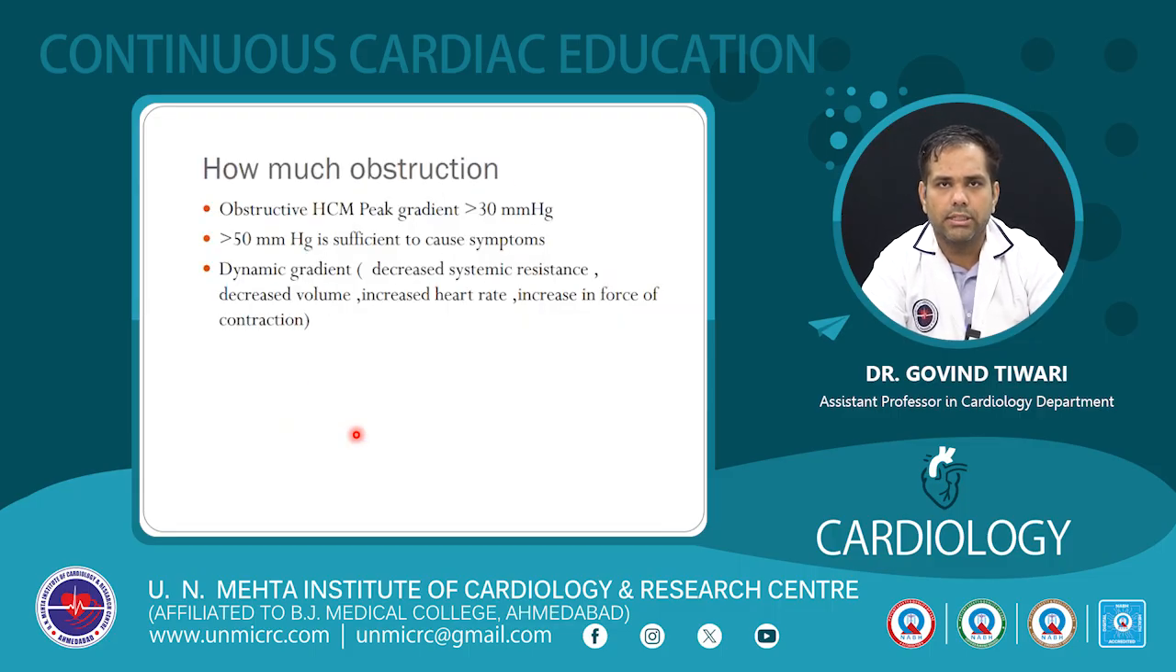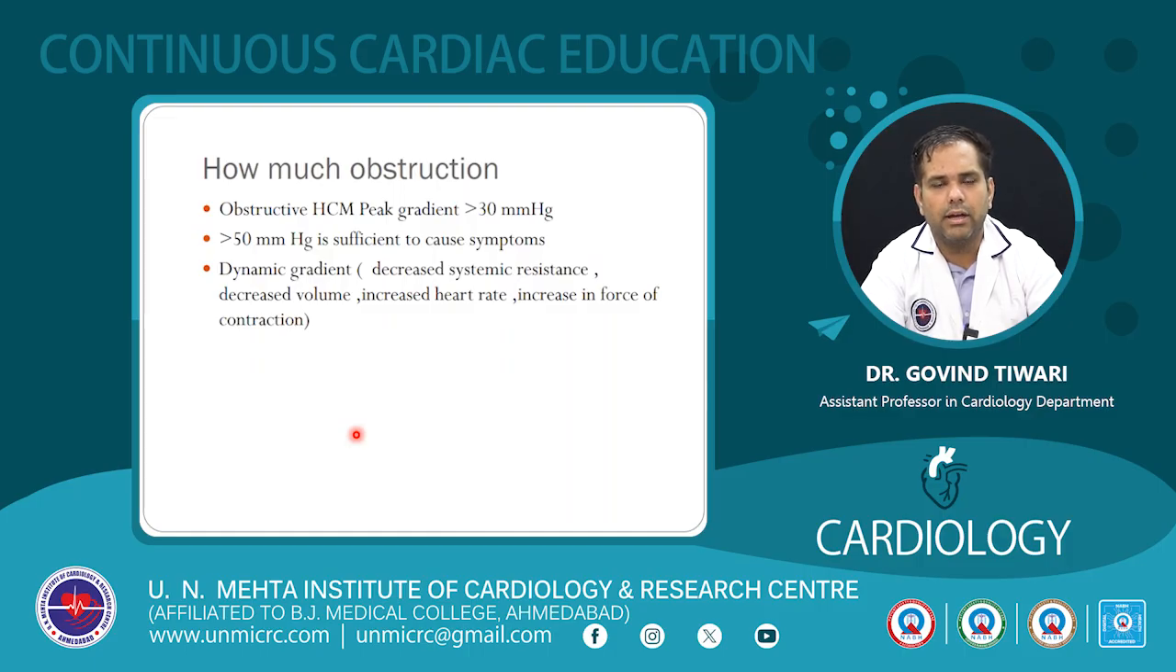So how much obstruction is important? In obstructive HCM, a peak gradient of more than 30 mmHg is considered significant. More than 50 mmHg is sufficient to cause symptoms. And you have to remember that it's a dynamic gradient. If there is a decrease in systemic vascular resistance, decrease in volume, increase in heart rate, or increase in force of contraction, there will be dynamicity of the gradient.